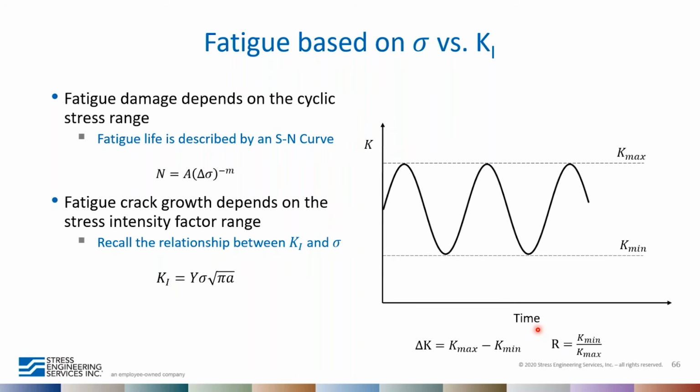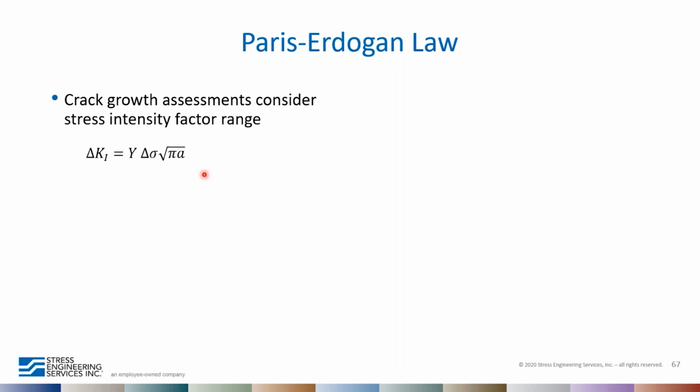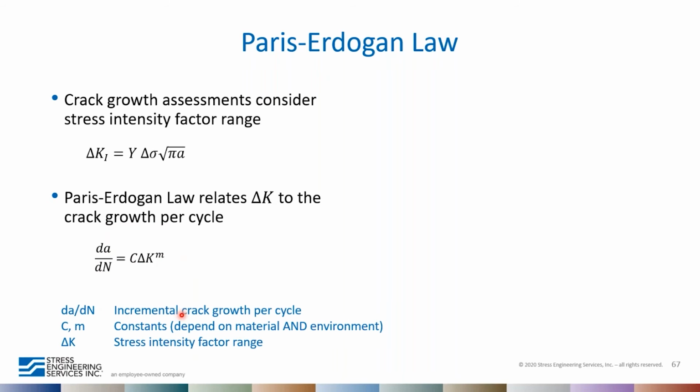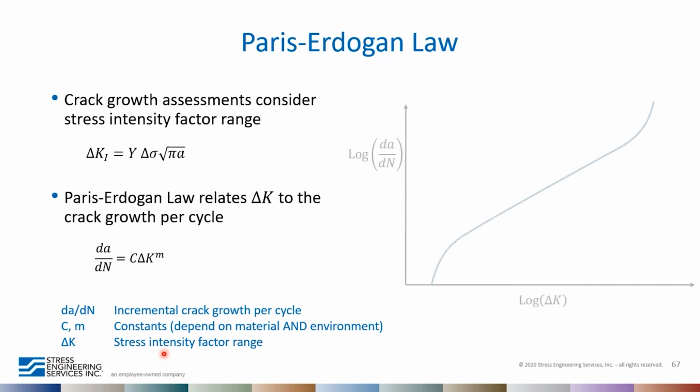Now recall that the relationship between K1 and sigma is shown here. This is a linear relationship between the stress intensity and the stress. Crack growth assessments consider this delta K value, related to the change in stresses, using a similar equation. The Paris-Erdogan law relates delta K, the stress intensity factor range, to the crack growth per cycle. That's this power law relationship right here, where da/dN is the incremental crack growth per cycle, and C and m are constants that depend on factors such as the material and the environment. And delta K, again, is the stress intensity factor range.